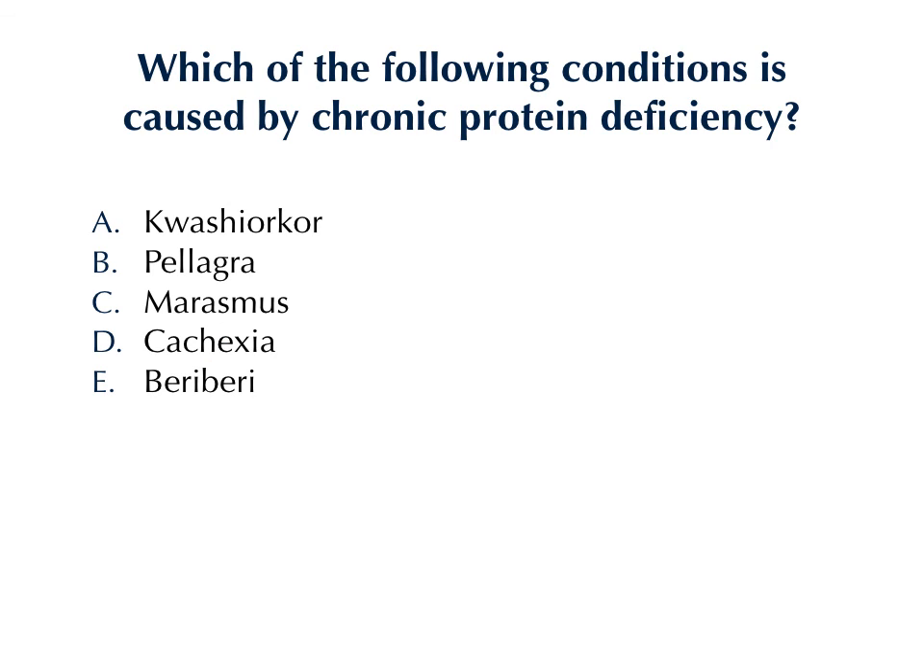Which of the following conditions is caused by chronic protein deficiency? Chronic protein deficiency. Okay, and that is kwashiorkor. So remember, kwashiorkor is specifically protein deficiency, not overall calorie deficiency. Marasmus is overall calorie deficiency and not protein in the balance of our nutrients. Okay? And cachexia is when we have muscle wasting. Pellagra and beriberi are vitamin deficiency disorders that we haven't gotten to yet.